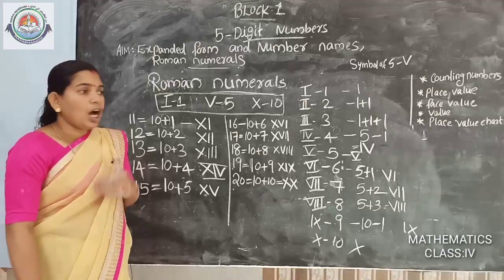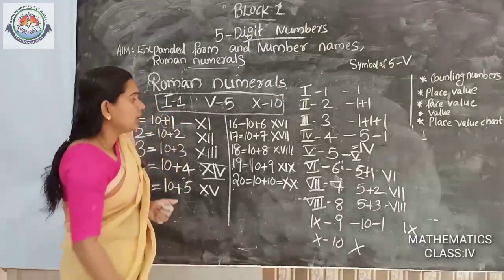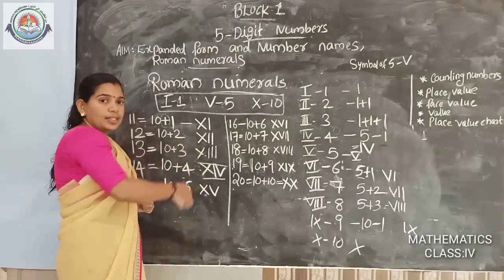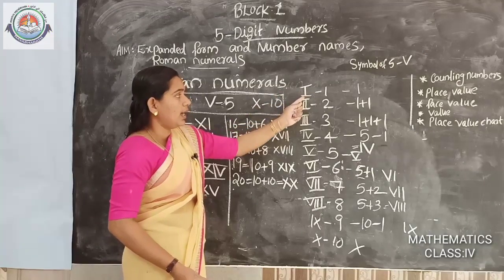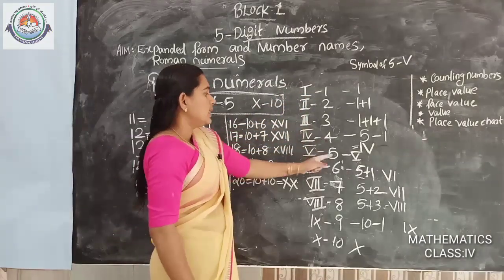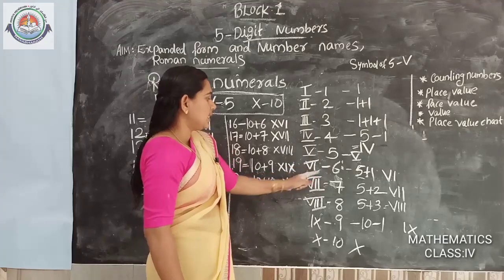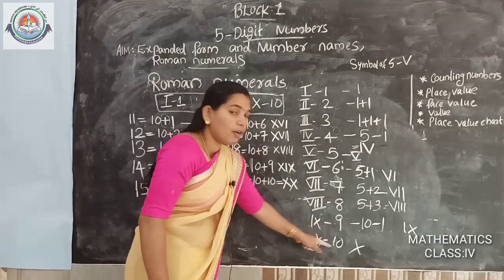Then how do we write 21? We will check it. Have you studied this? Got it? The symbol of 1, symbol of 2, symbol of 3, symbol of 4, symbol of 5, symbol of 6, symbol of 7, symbol of 8, symbol of 9, symbol of 10.